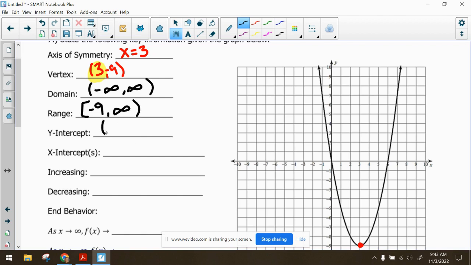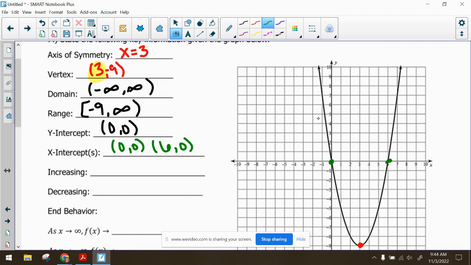We have one y-intercept on this graph, which is (0, 0). We have two x-intercepts. Those are the spots where the graph touches the x-axis. This one happens to overlap with our y-intercept. It is (0, 0) and (6, 0). Now we're down to increasing and decreasing, which we always kind of struggle with. But if we found that our axis of symmetry is 3, that helps us decide where we're increasing and decreasing. So I know that my graph is going up on the right side as x's are getting closer to infinity.